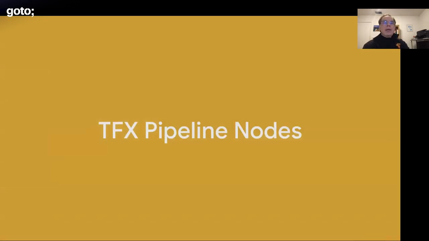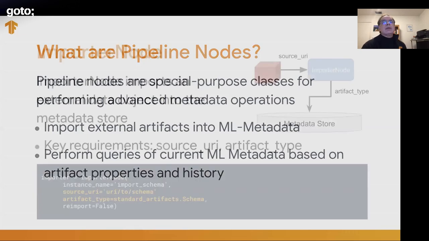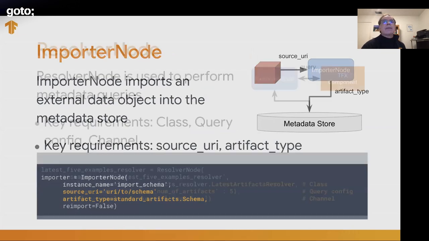TFX also has pipeline nodes, which are not components. They're special purpose classes for performing advanced metadata operations, things like importing external artifacts into metadata or doing queries of metadata. So Importer node is one, and it's used for just that, for importing external data or artifacts into your metadata store to use them with your pipeline.